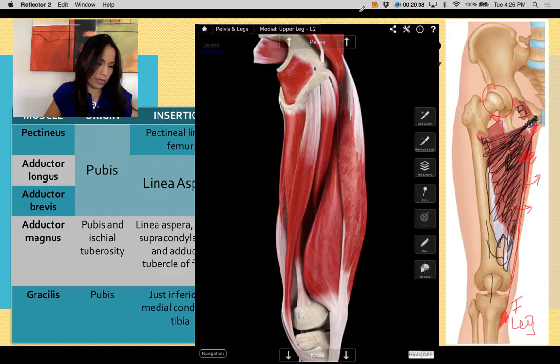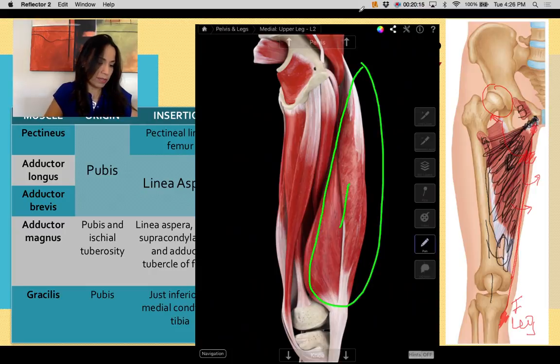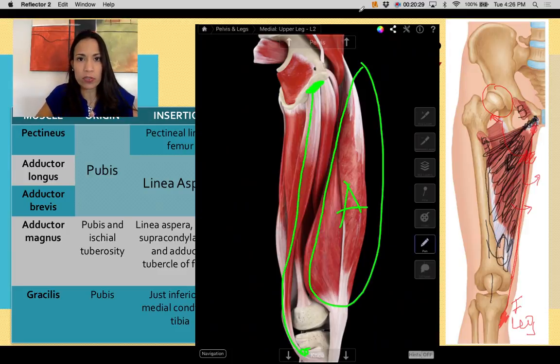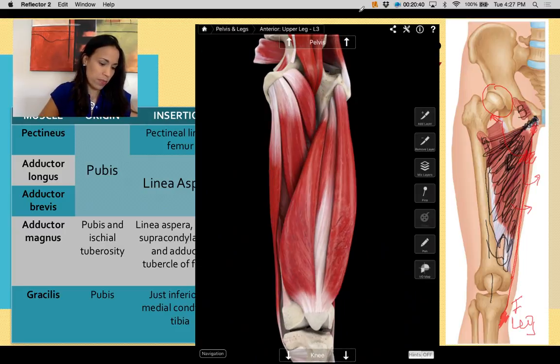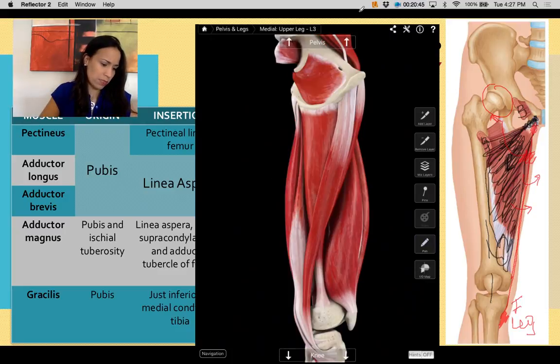Now, I'm going to remove a layer. What we can see in here, we removed the sartorius, so we don't have that point of reference anymore, but I know all of this is the quadriceps, part of the anterior compartment. So this one, since it's going from the pubic bone to the tibia, I know that that is gracilis. That's the importance of knowing your origins and insertions. Okay, I'm going to remove gracilis. Again, we can just see in here the pectineus, the longus, and gracilis.